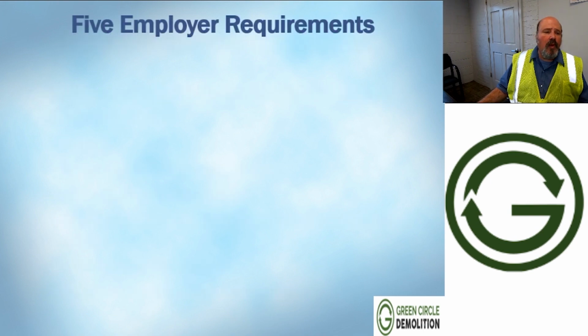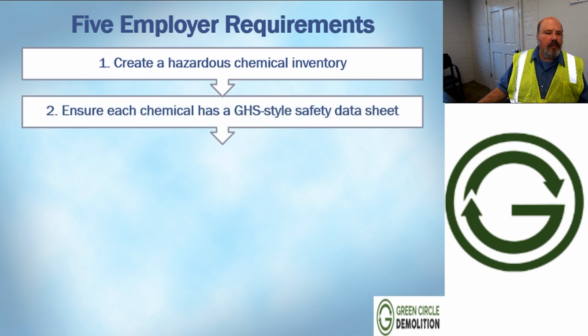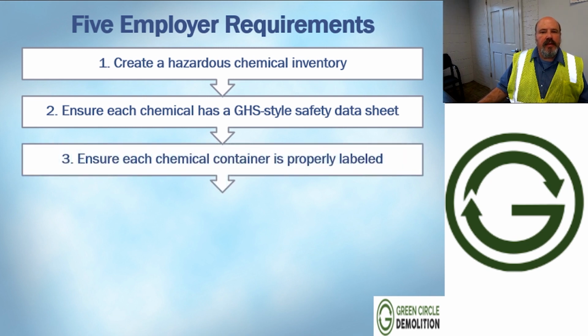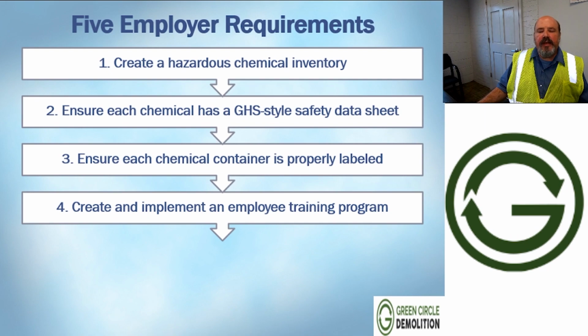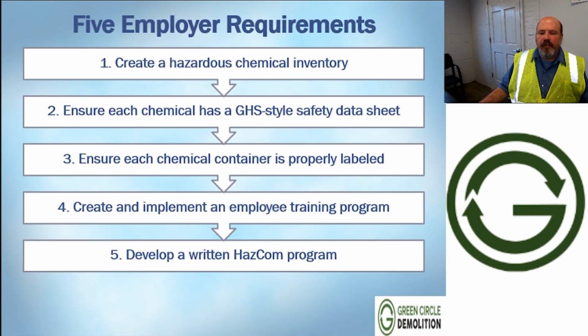Now, there are 5 employer requirements. Number 1, your employer must create a hazardous chemical inventory. Ensure each chemical has a Globally Harmonized System Safety Data Sheet, a GHS Safety Data Sheet. Ensure each chemical container is properly labeled. Create and implement an employee training program. This is a portion of your training program. Training is ongoing in HazCom. And develop a written HazCom program. We at Green Circle do have a written HazCom program. Consult your EH&S handbook to find out about your written HazCom program.